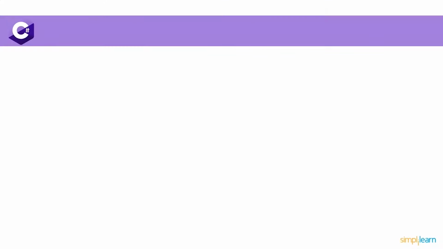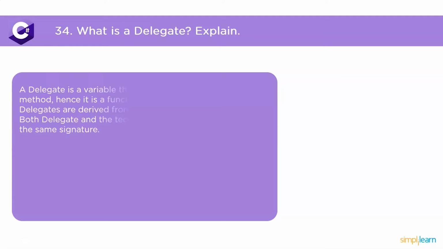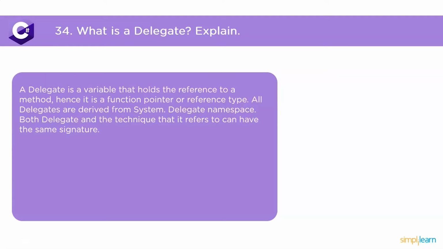We will now move into the advanced level interview questions. The first one in advanced level interview questions is, what is a delegate? Explain. A delegate is a variable that holds the reference to a method. Hence, it is a function pointer or reference type. All delegates are derived from the System.Delegate namespace. Both the delegate and the method that it refers to must have the same signature.